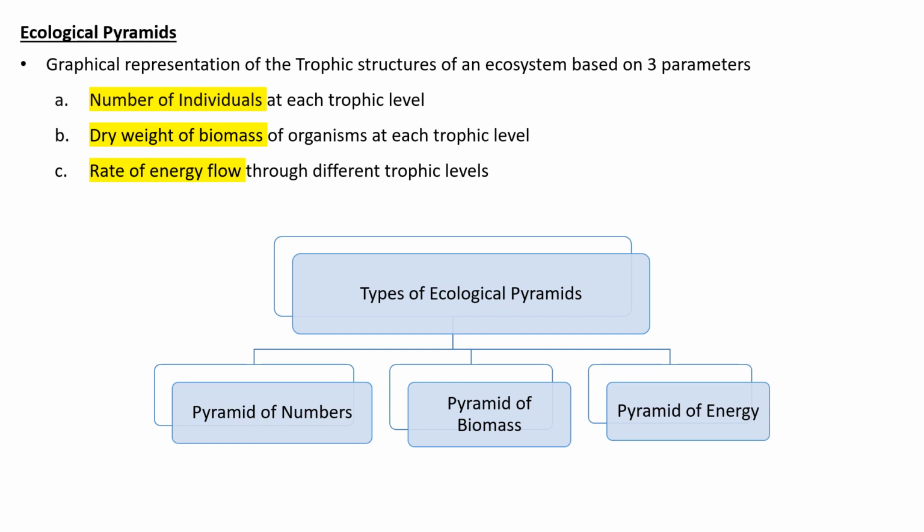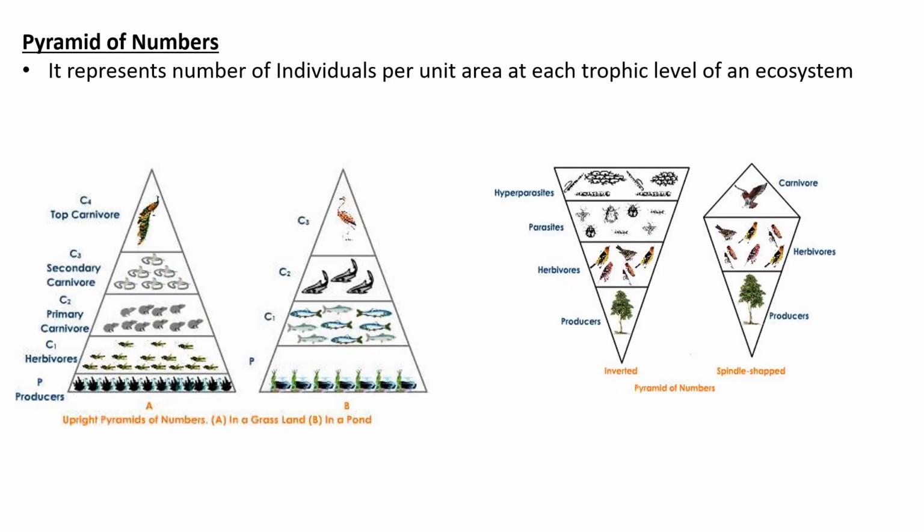Here, I have given the figures of pyramid of numbers in three different ecosystems. You can see that the pyramid of numbers is upright in the grassland and pond ecosystem, whereas it is inverted in the case of a single tree ecosystem.